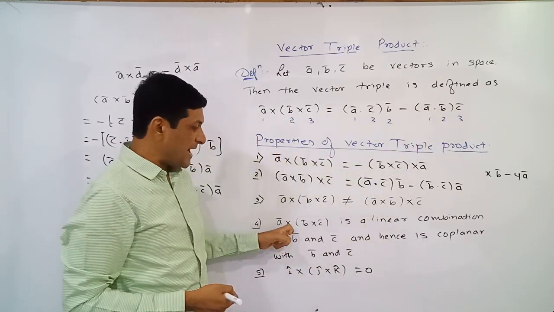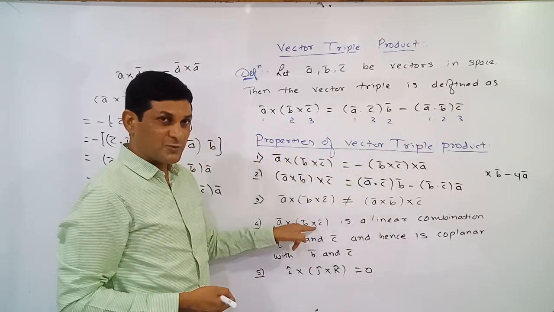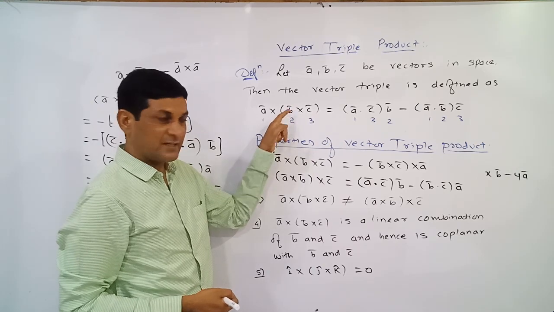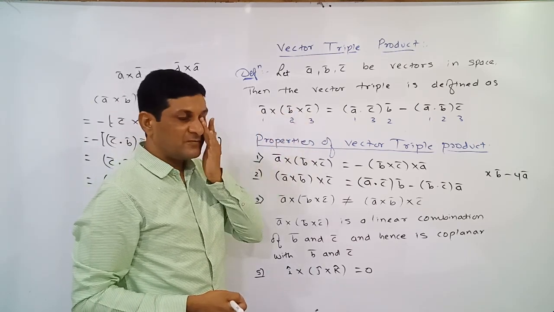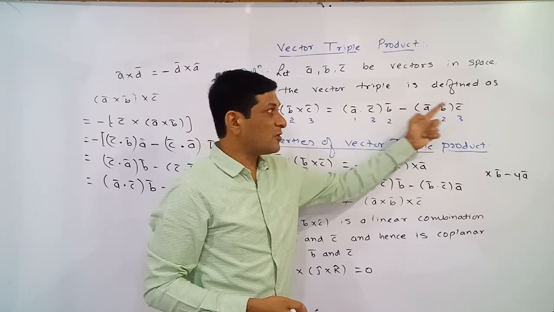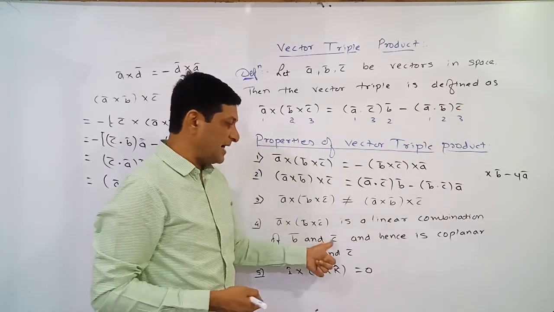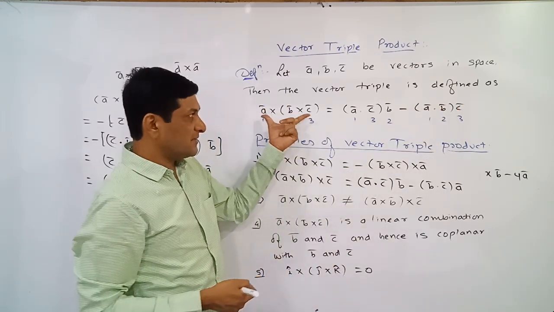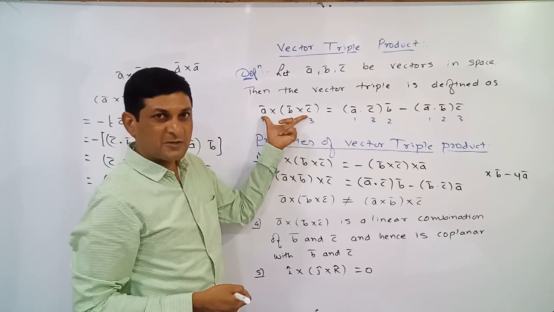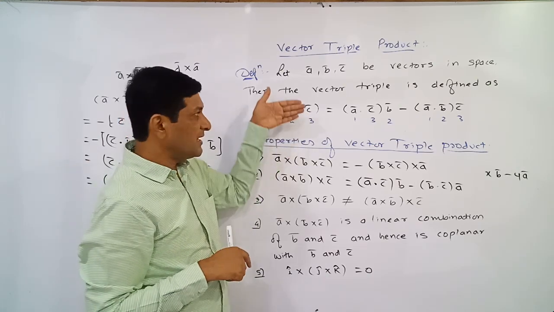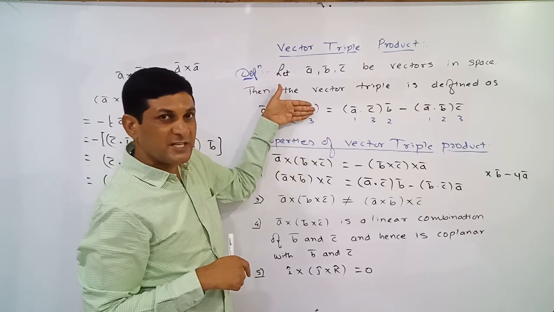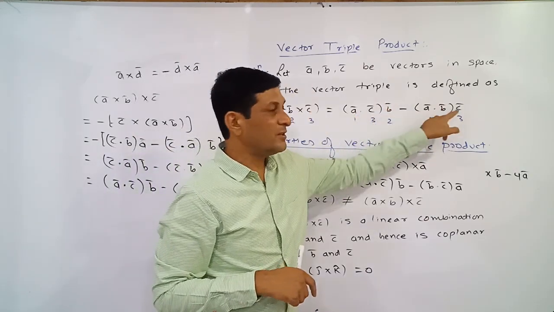So the value of a bar cross, here the bracket is given to the last two vectors. So the value of this vector triple product is a linear combination of which two vectors? B bar and C bar. That means it is a vector quantity. The triple product of three vectors is a vector quantity, and this vector is expressed by a linear combination of the other two vectors.